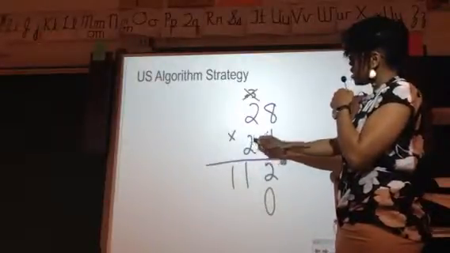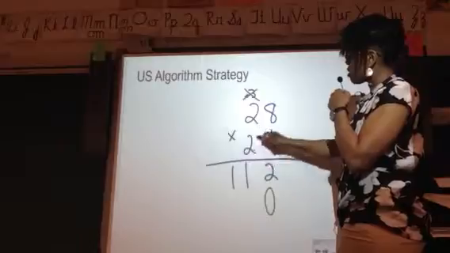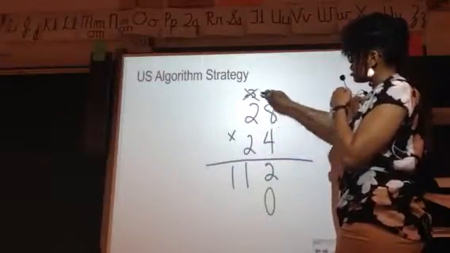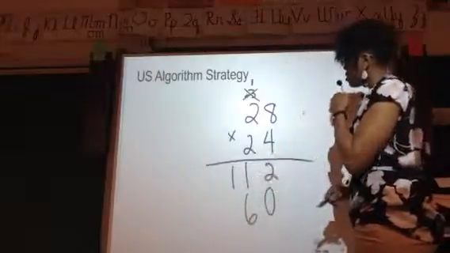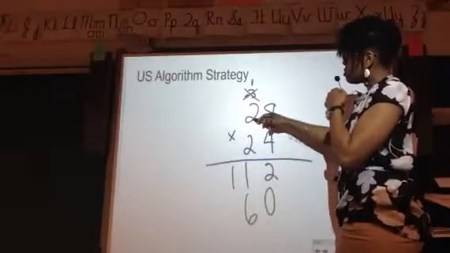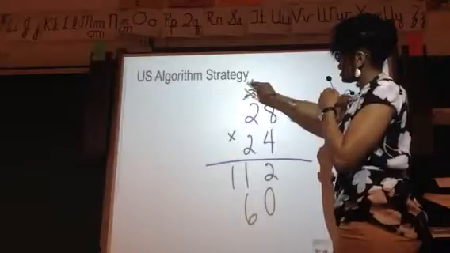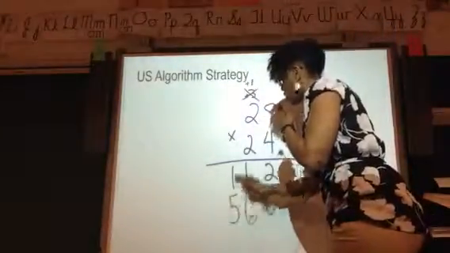What is 2 times 8? So you go from here to here. What is 2 times 8? 16. Your 1 goes here, your 6 goes here, right under the tens place. What is 2 times 2? 4, plus that carried 1, 5. So your 5 goes right here in that hundreds place.